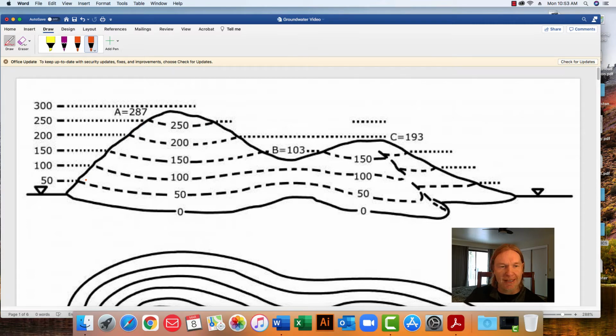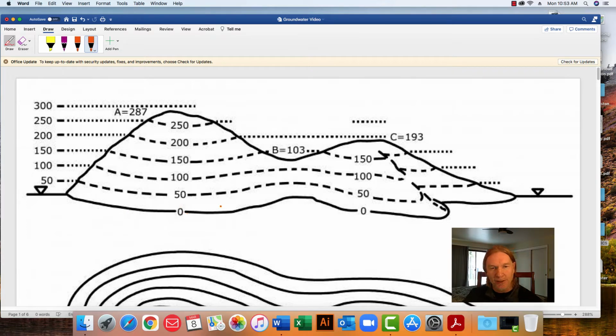So on a surface like the land surface, here we have two little hills, and they have drawn on these contour lines, which are just lines that show what the elevations are at different levels here. So right here, every spot on this dashed line is 250 feet. Every spot on this dashed line right here is 200 feet of elevation. And it goes all the way down to sea level, which is 0 down here.